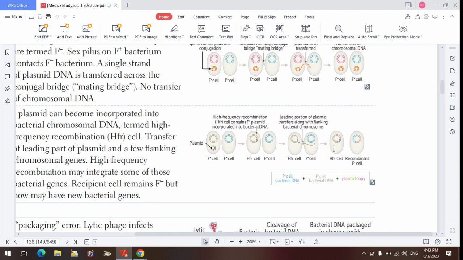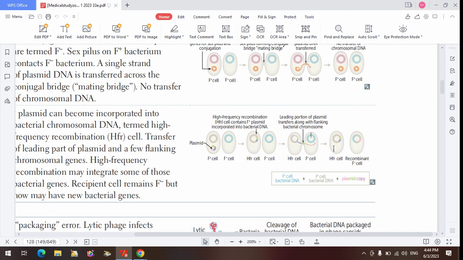Okay, now let us look at it. We've said that a high frequency recombination cell is a cell that has incorporated its plasmid into the bacterial chromosome, right? Into the chromosome. So let's just say chromosome and plasmid so that it will be very easy. You guys know that plasmid is not a chromosome, right? Both of them contain DNA, but plasmid is not a chromosome. Now, to form the high frequency recombination, plasmid incorporates into the chromosome in that cell. So once the plasmid incorporates, that cell becomes an HFR cell immediately.